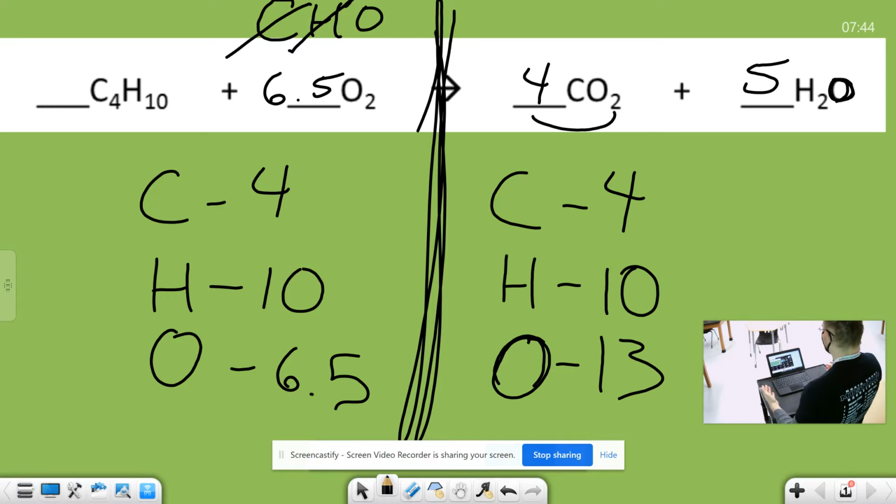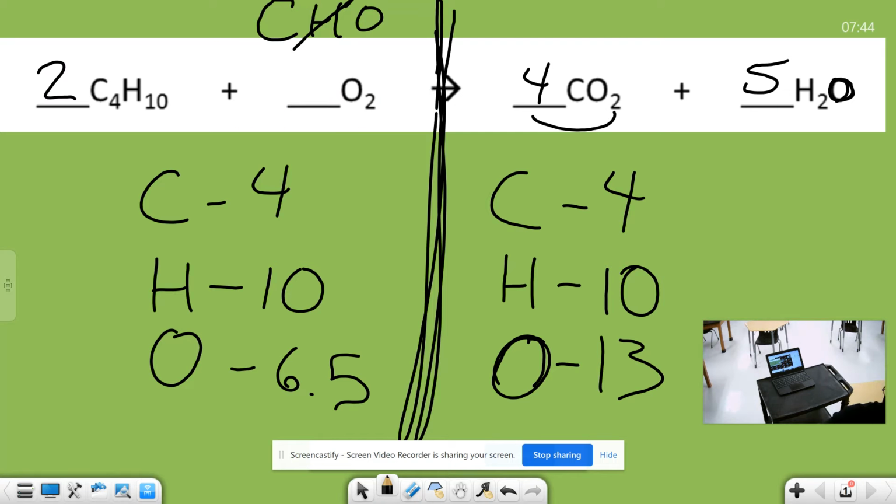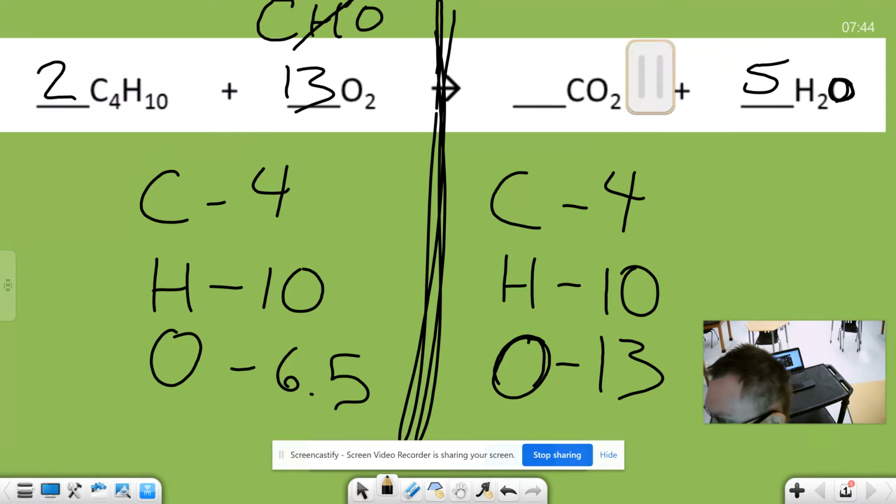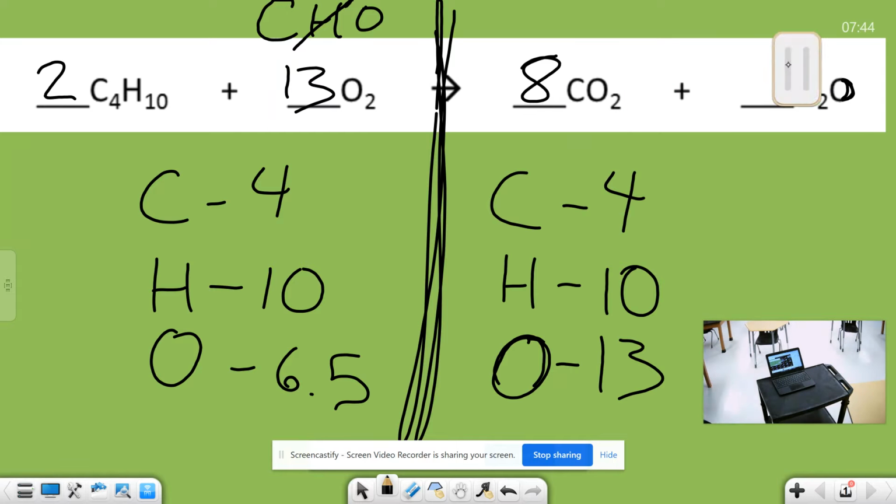So normally we would stop here. But if you have a decimal here for your O2s, we're going to need to double everything here. So we'll go 2. We will go 6.5 times 2 is 13. Make this 8. And then 10. So that way, we have whole numbers at the top. So normally you can stop at that point once you've balanced your oxygens, but if it's at like a 0.5, then you need to double everything to make this a whole number.